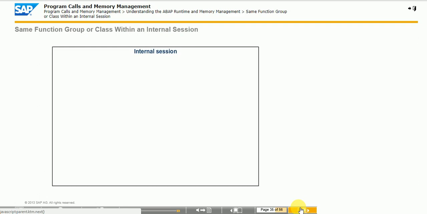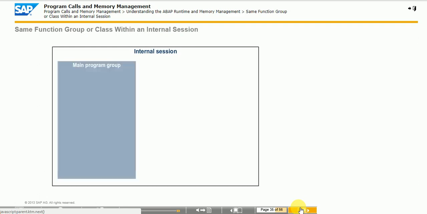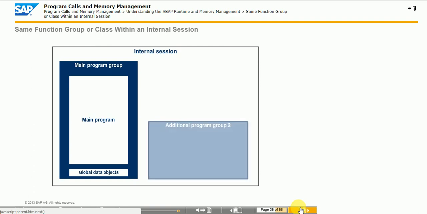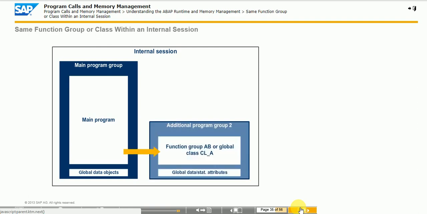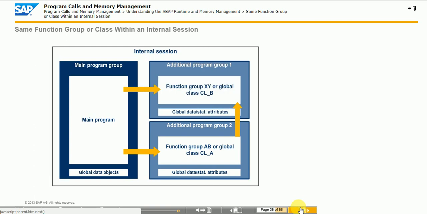When two programs run in the same internal session, for example, an executable program and the AB function group it addresses, and both programs address the same XY function group, then the system loads the function group XY in the internal session once. Therefore, the main program and function group AB can exchange data using function group XY. The same applies for global classes.